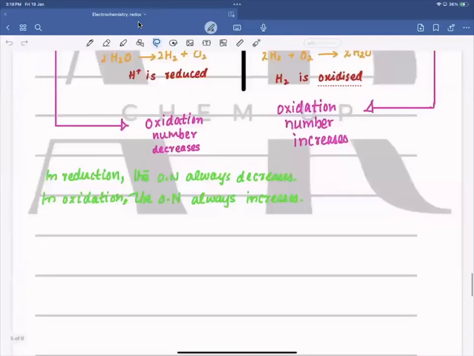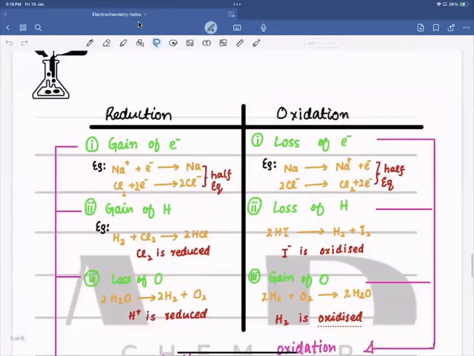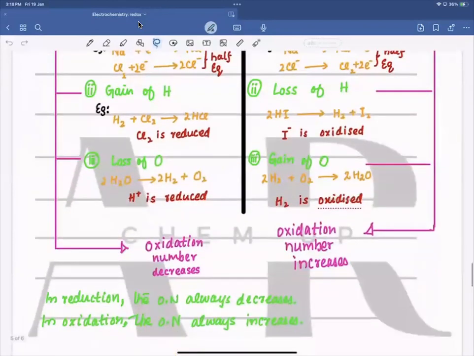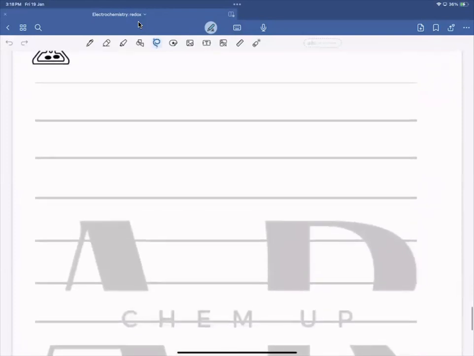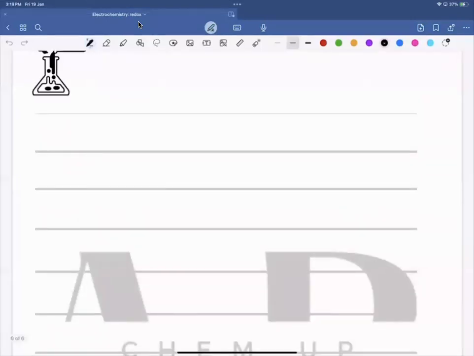So we have discussed what is reduction and what is oxidation. Then the next thing that we have to do is redox reaction.